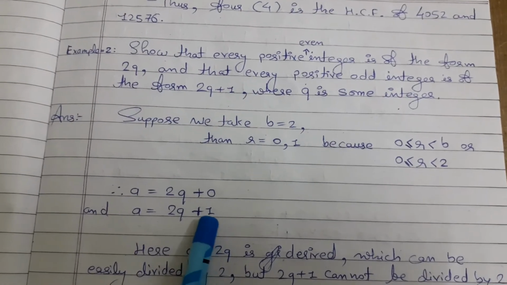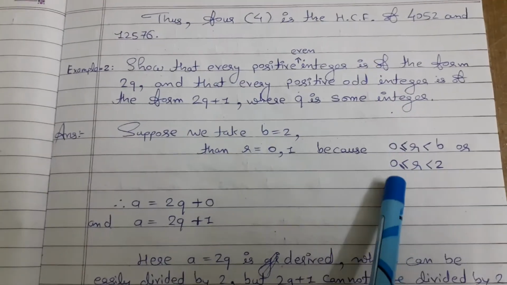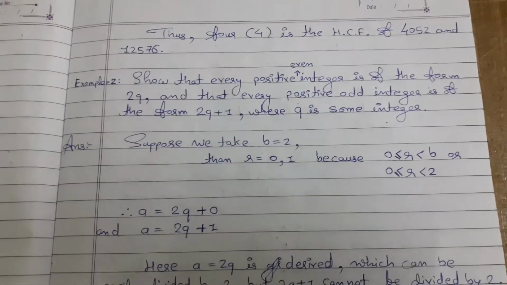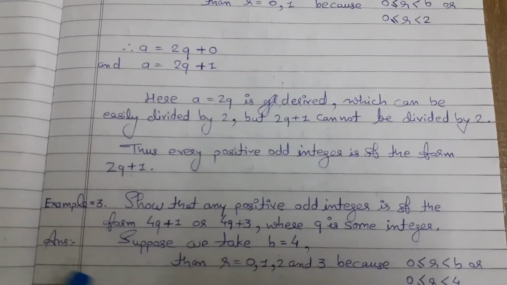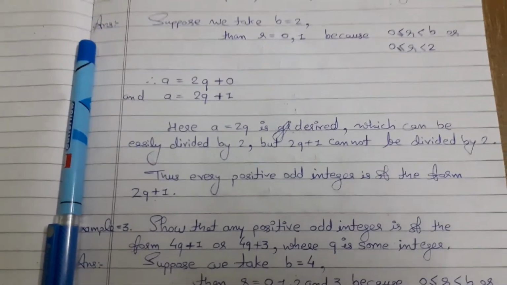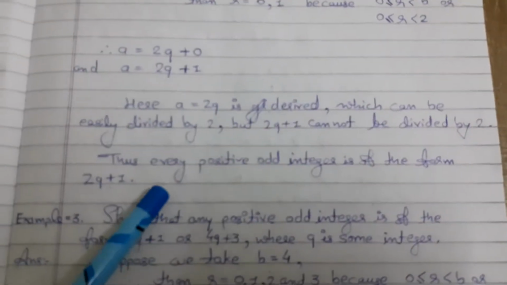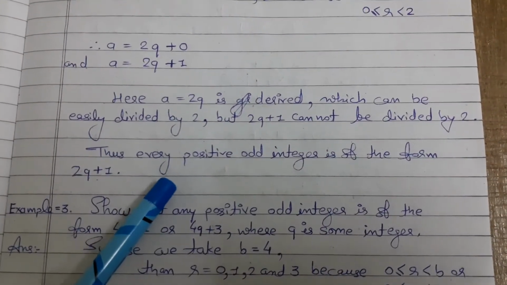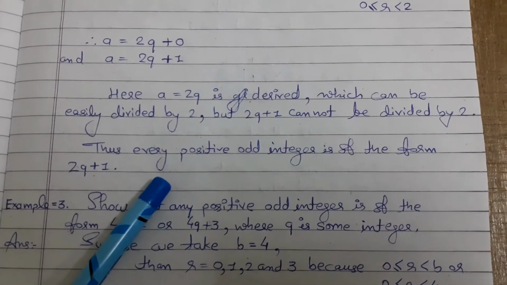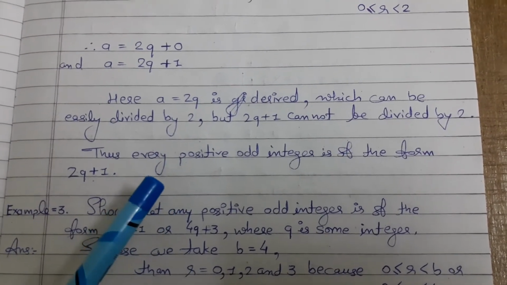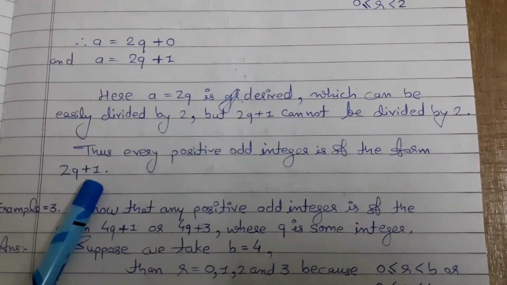2 is not taken as the remainder because here the condition is given, that is 0 is less than or equal to r is less than b, or 2. Therefore we will get the two things, a is equal to 2q or a is equal to 2q plus 1. So here 2q is divisible by 2, but 2q plus 1 is not divisible by 2. Therefore every positive odd integer is of the form 2q.